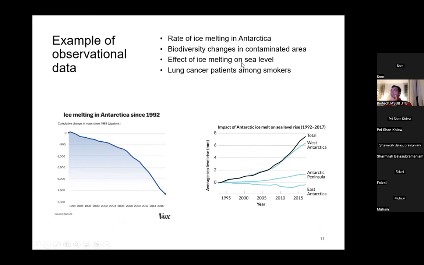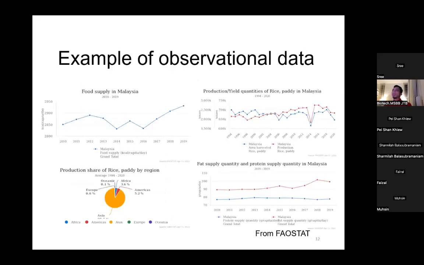So this is rate of ice melting in Antarctica, or biodiversity changes in contaminated area, effect of ice melting on sea levels, or lung cancer patients among smokers. So you don't do the experiments, but it happened naturally, and then you collect the data from that. This is more observational data, so you can get like food supply in Malaysia. So you don't control, you don't make the experiments for the food supply. It happened naturally, so you collect the data. So that is considered as observational data, all right?